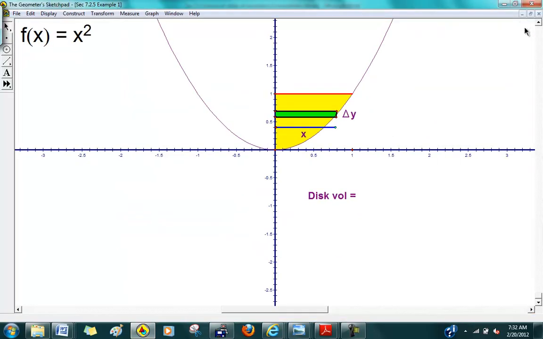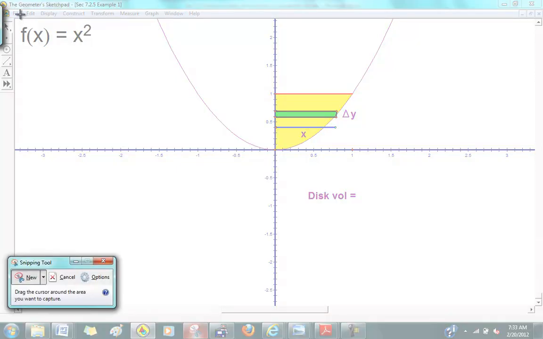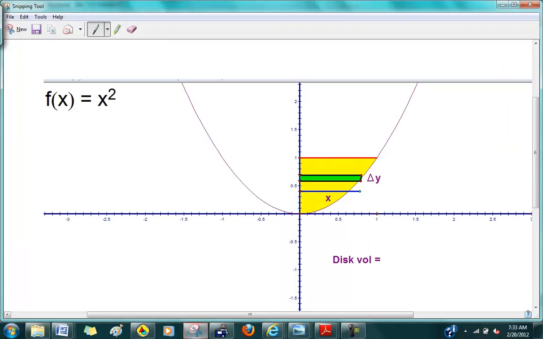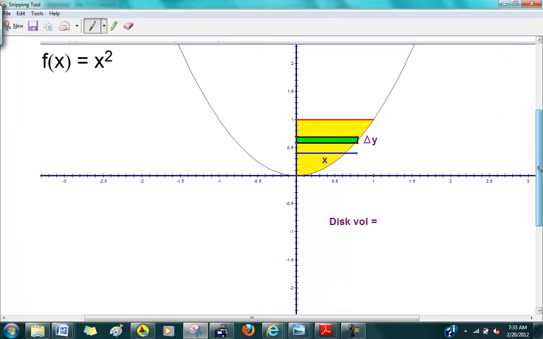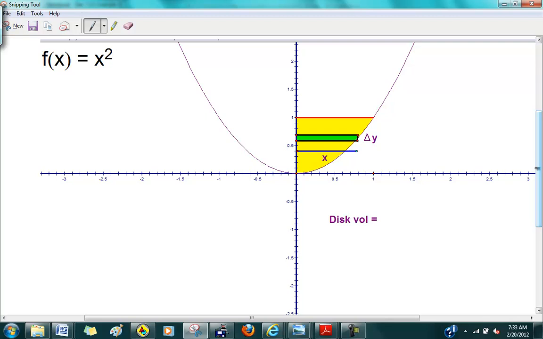And this is what the diagram is. So what we're doing is rotating this yellow region about the y-axis. As you can see, the representative rectangle is at right angles to the y-axis. So let's work on this one. What we have is the disk that's going to be generated by rotating this green region about the y-axis, like so.